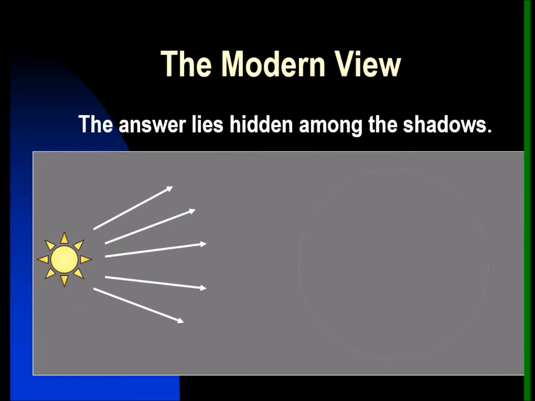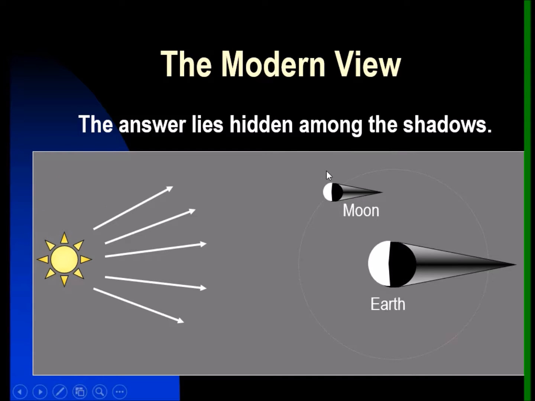And what you'll see here is the moon travels on its orbit around the Earth, and it has a shadow. And when the moon gets in this position here, where my cursor is, the shadow will be cast on the Earth.